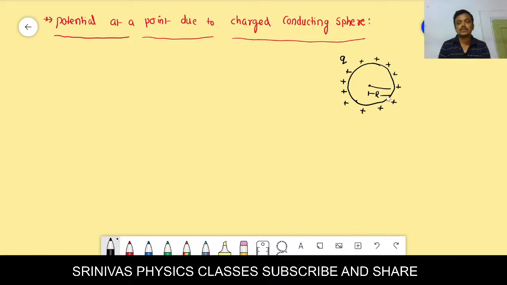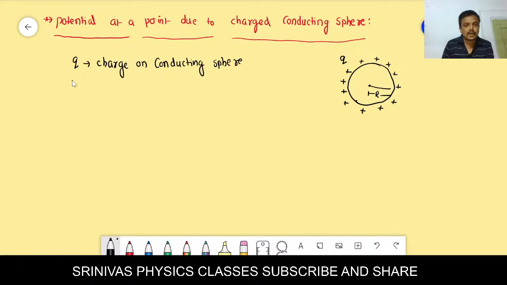I want the potential due to this charged conductor. What is q? q is the charge on the conducting sphere, and capital R is the radius of the sphere. I want the potential due to the sphere.